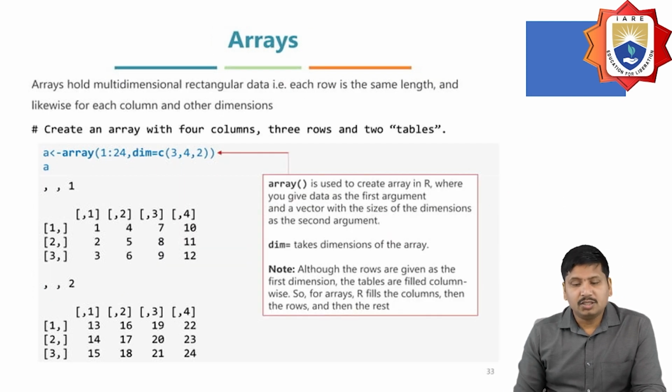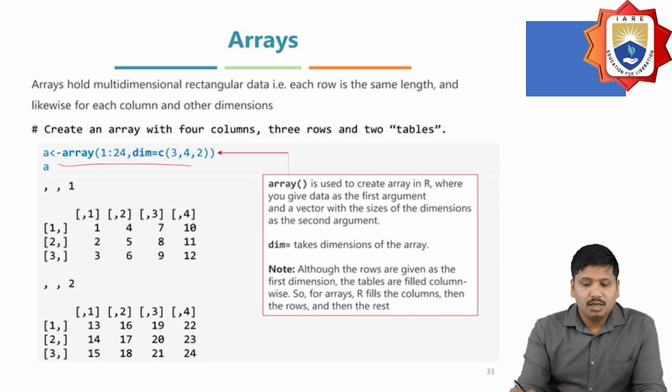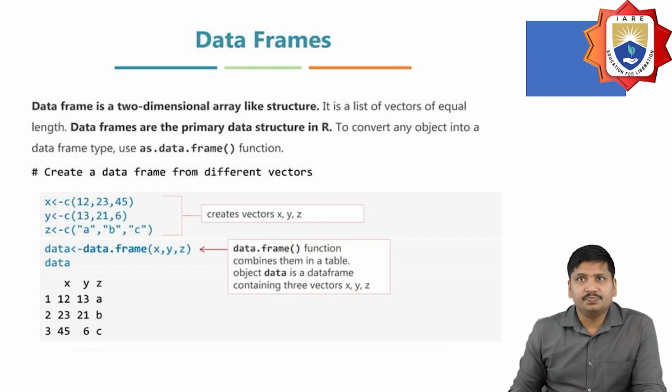Next is arrays, which are a data structure that holds multi-dimensional values. Here I mention the list of values from 1 to 24 and specify the dimensions as well. Normally the array function is used to create an array in R, where we give the first argument and the dimensions also.